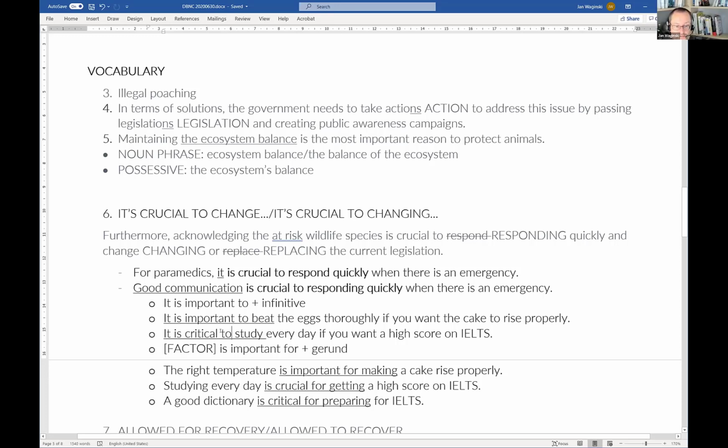Like the opposites won't work either. It's critical for studying every day. No. If you want a high score on IELTS, that's no good. It's important for beating the eggs thoroughly if you want the cake to rise. No, that's no good either. And here, if you change this to respond, that's no good in this case.